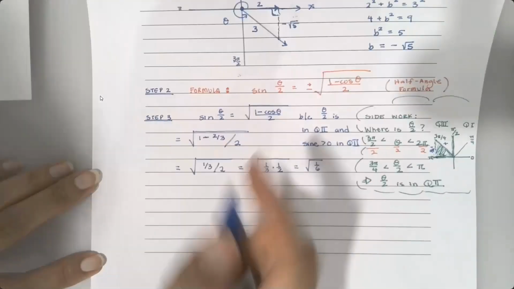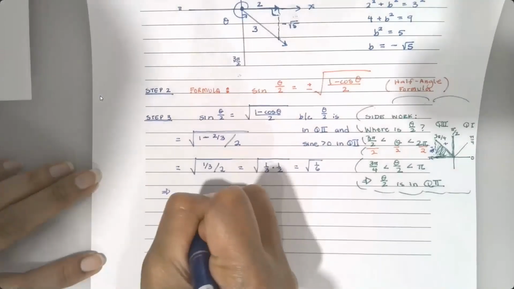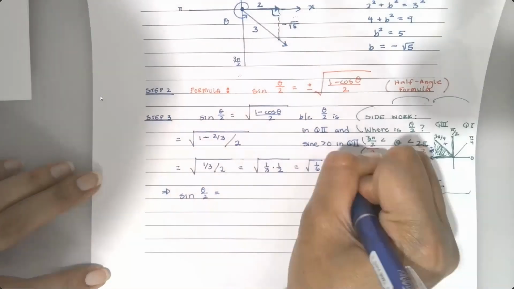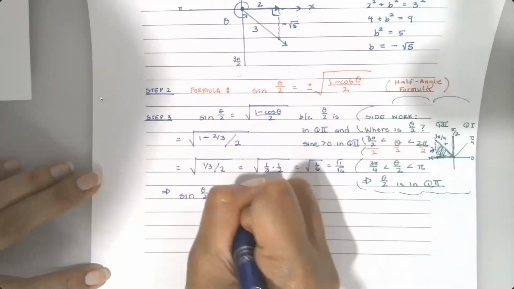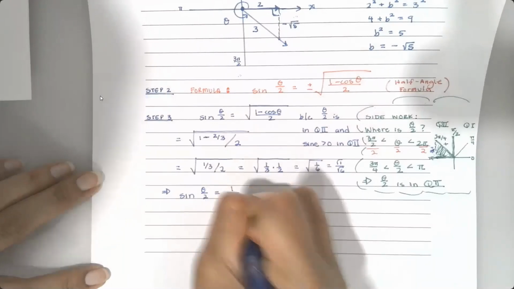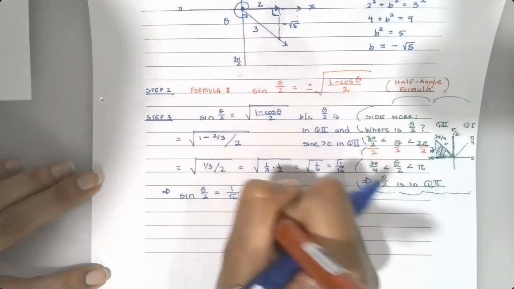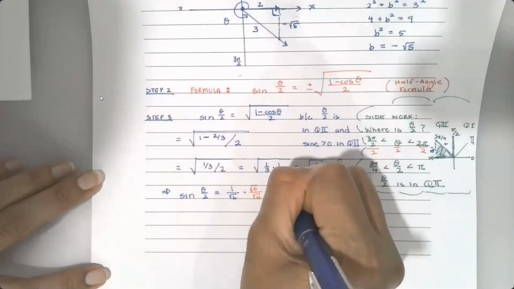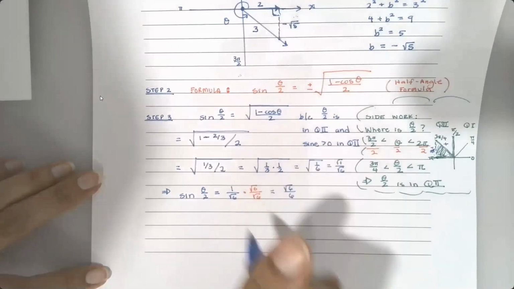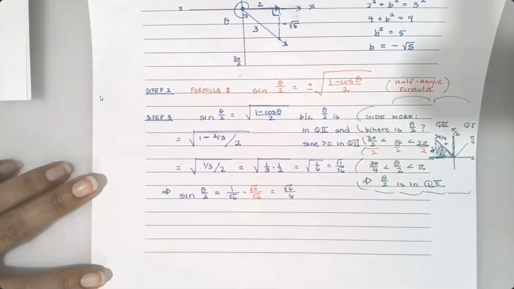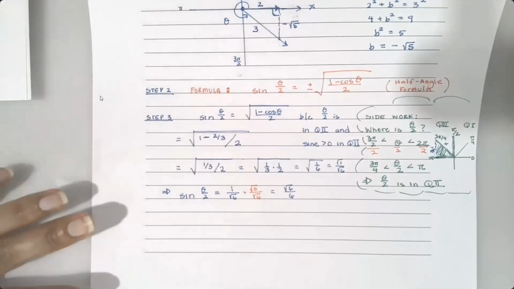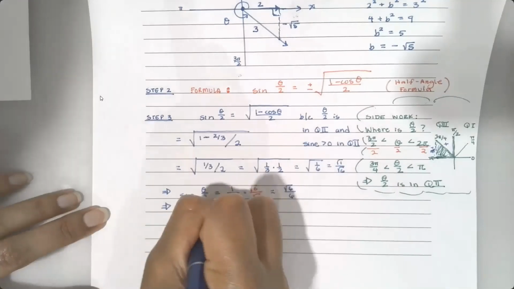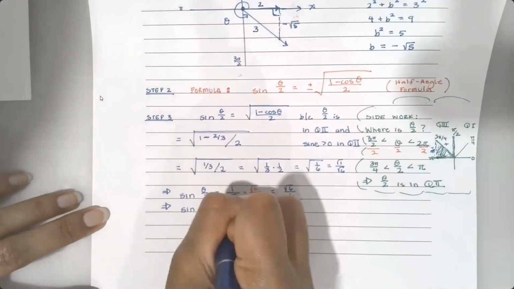And then from there, we just write sine of theta over 2 is square root, we can simplify this into square root of 1 over square root of 6. So this is 1 over square root of 6. And when we rationalize, we're going to get square root of 6 over 6. So sine of theta over 2 is going to be the square root of 6 over 6. All right.